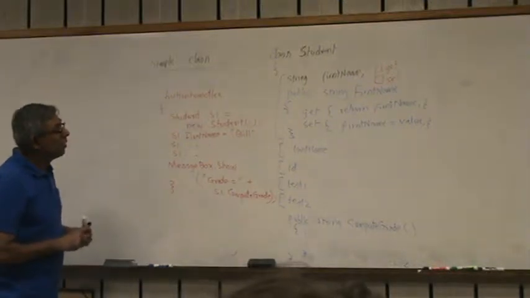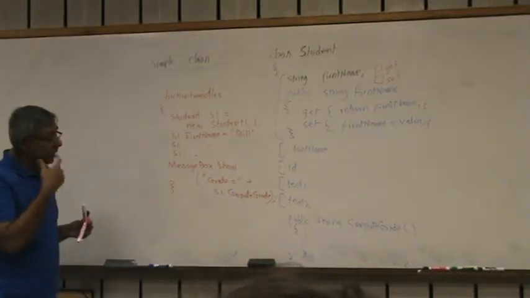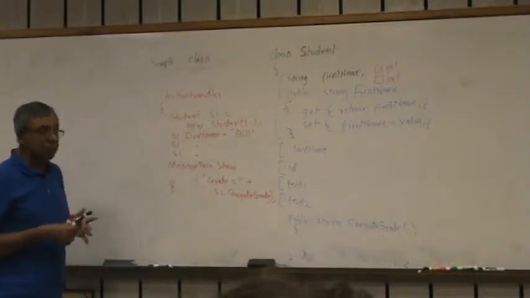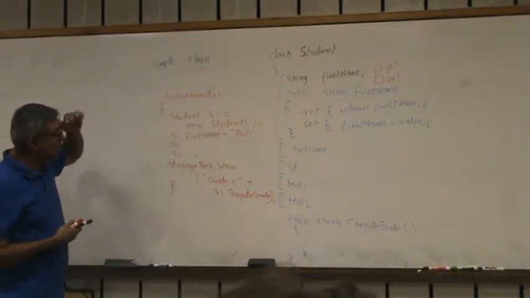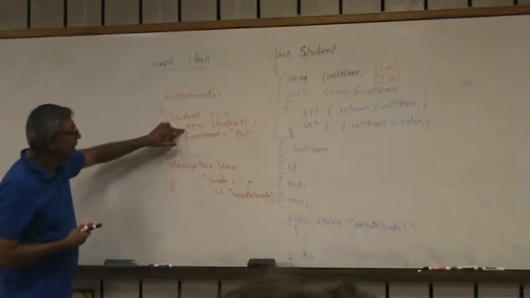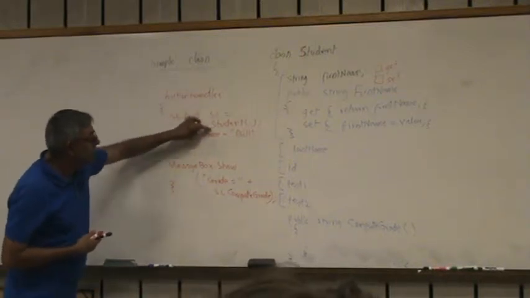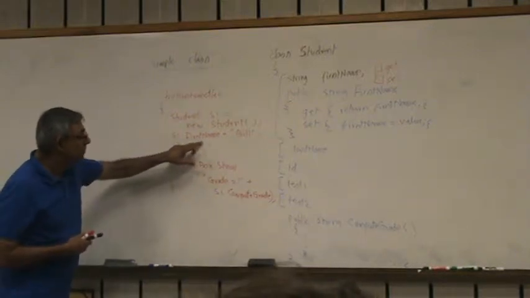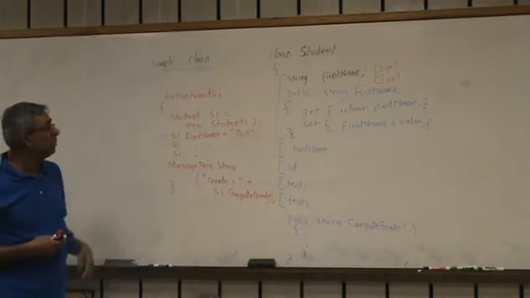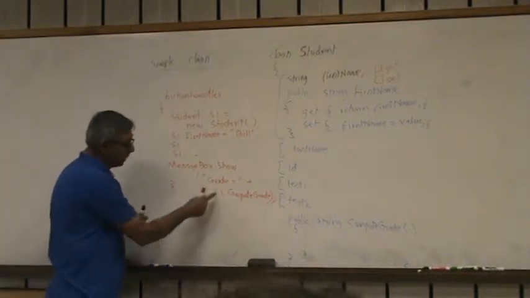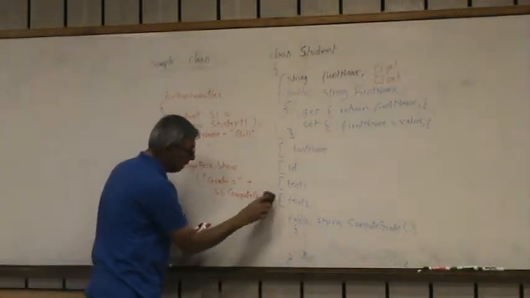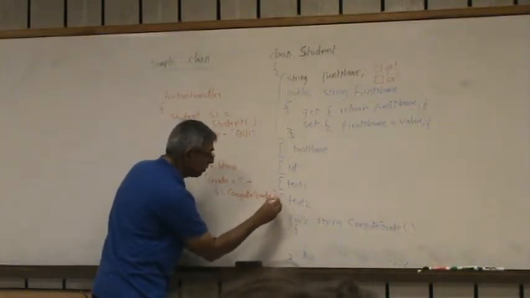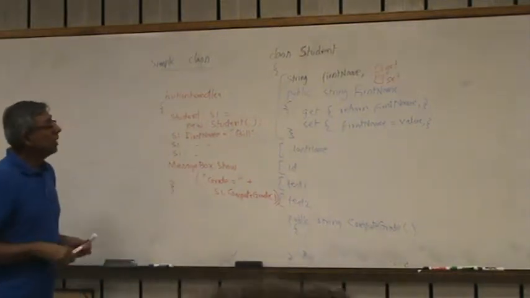One of the important things for us to understand is, why are we writing this new Student? At first, for those of you new to this kind of programming, it may be confusing. What is Student S1? What is this new Student? What happens when we say S1.FirstName equal to Bill? What does the computer do? What happens once we say S1.ComputeGrade? And I forgot, anytime we call a function, we have to have parentheses.